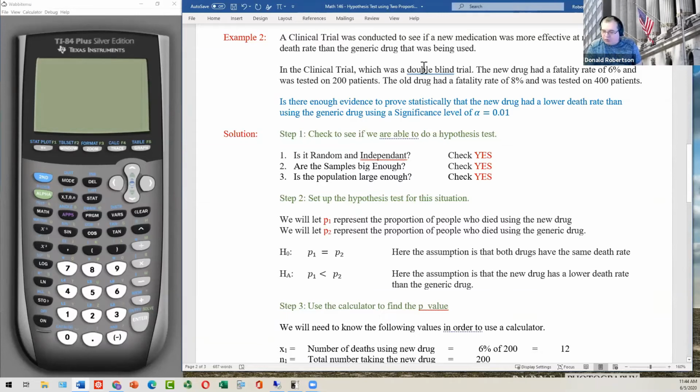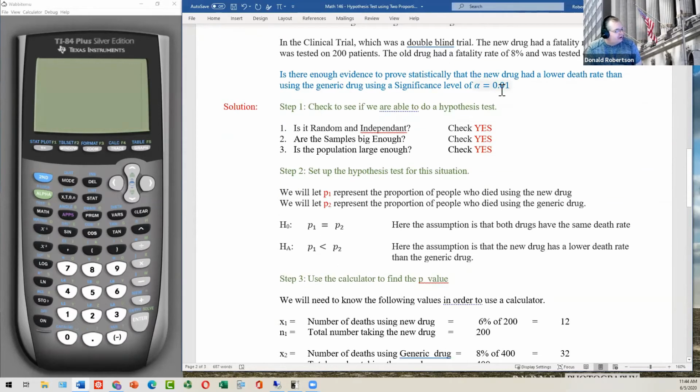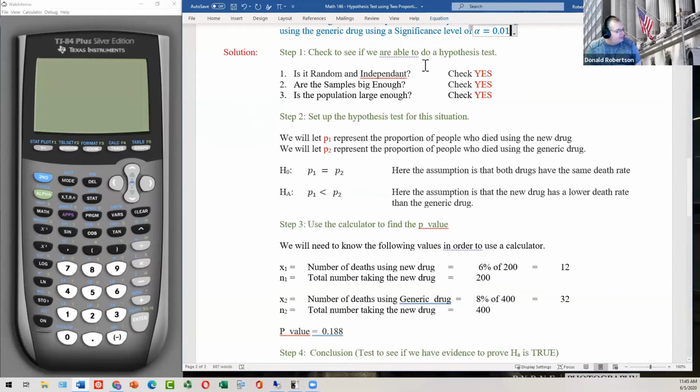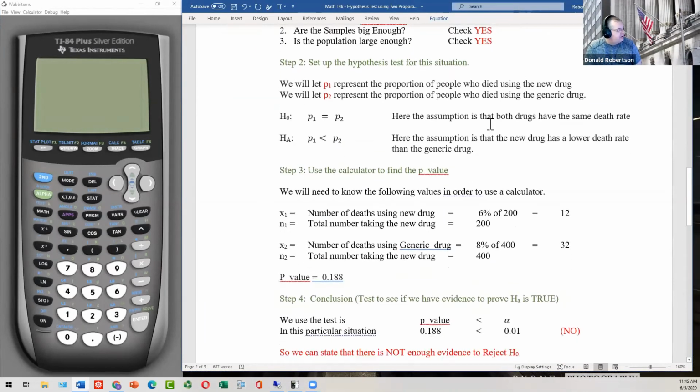So you don't tell anybody anything in a double blind. The doctors don't know who's getting the good pill or the bad pill. The patient doesn't know either. And we're going to do a test at a significance level of 0.1. So we do the first one, yes, yes, yes. Set up the hypothesis test.